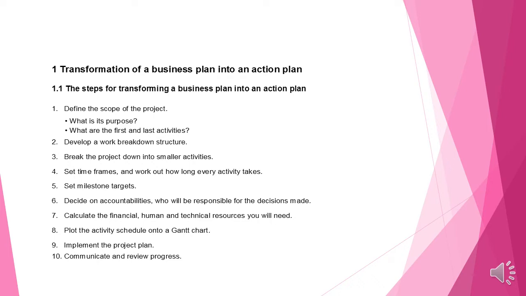Then calculate the financial, the human, and technical resources you will need. Obviously, you are going to need the financial resources, the human resources, and technical resources. And then calculate how much those resources will cost. Plot the activity schedule onto a Gantt chart and then implement the project plan. Now you have sorted out everything. Now you have to put that project plan into action, implement it.